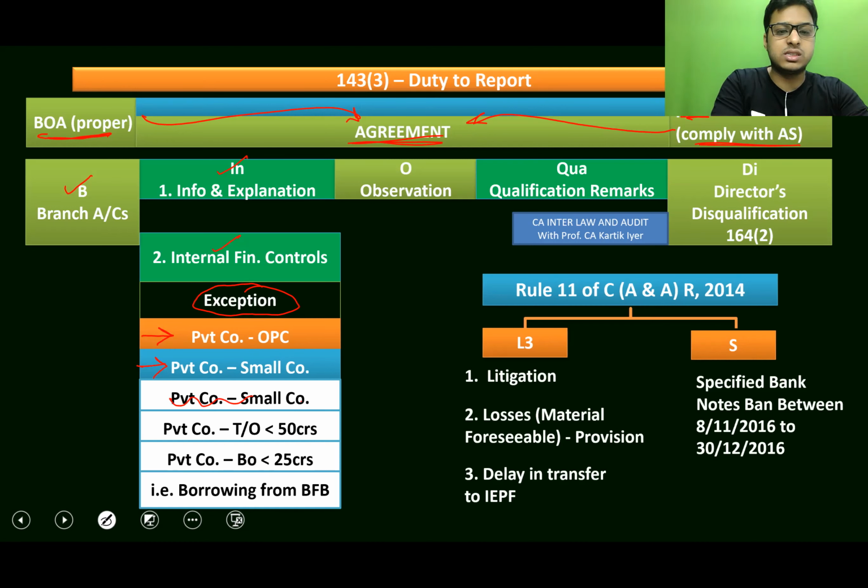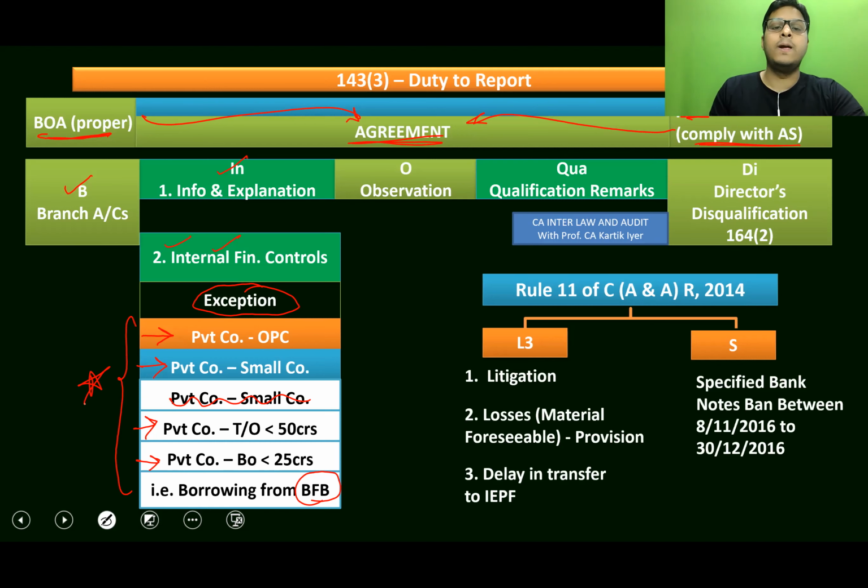Okay, this is repeated. A private company which has a turnover of less than 50 crores, or a private company which has a borrowing of less than 25 crores, that is borrowing from BFB. BFB simply means bank, financial institution, or body corporate. Okay, this we have done in the class. So this part is very, very important. Internal financial control has to be reported, but these are the exceptions to it. Mark it as star, it can come in MCQs, it can come as a proper question also.